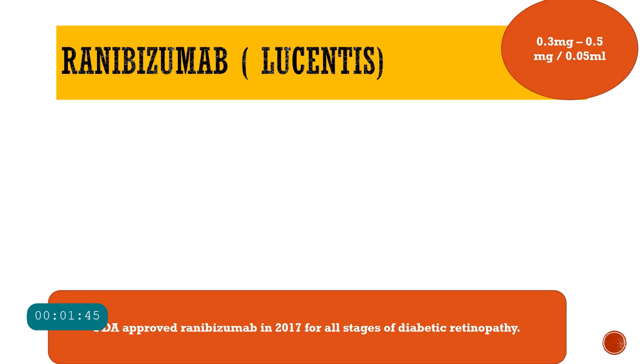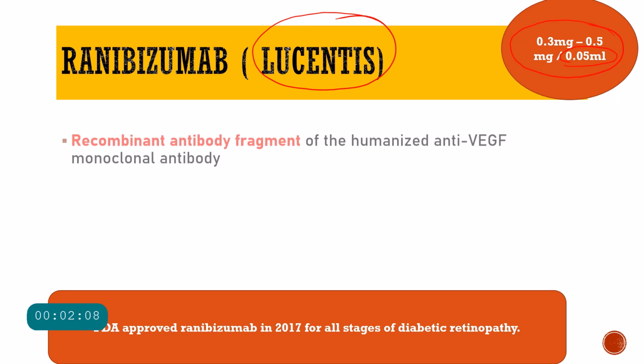Coming to ranibizumab, which is also known by the trade name LUCENTIS, the dosage is 0.3 to 0.5 milligrams per 0.05 ml. That means the volume that we give is about 0.05 ml. Why is ranibizumab important? Because it was approved by the FDA in 2017 for diabetic retinopathy.